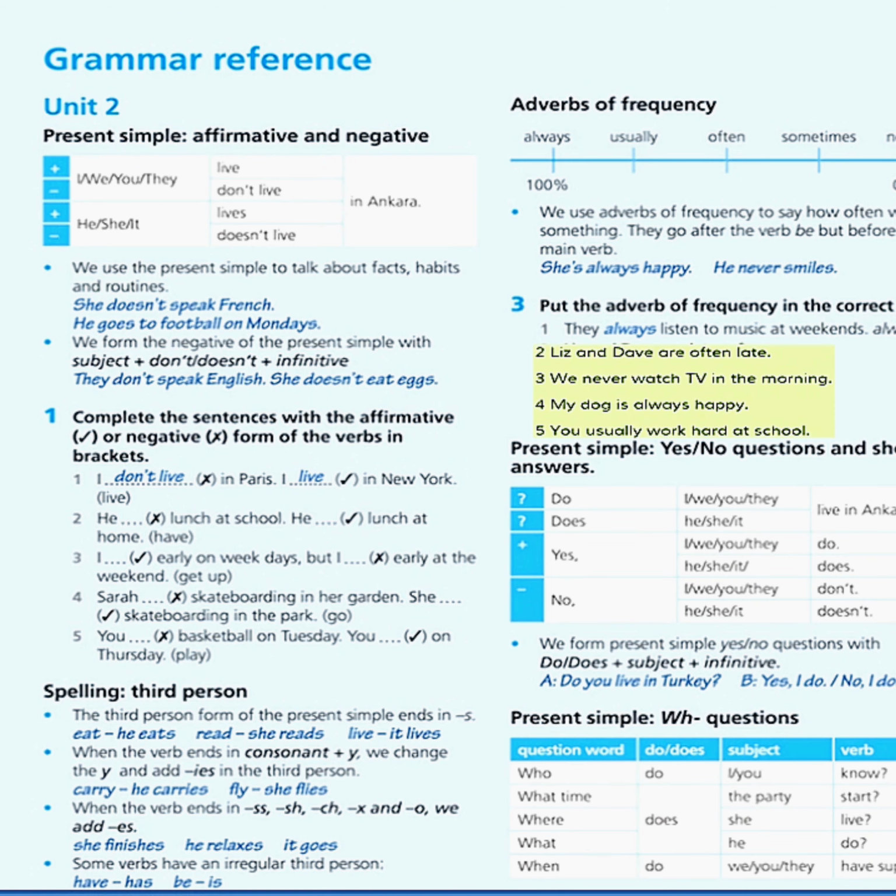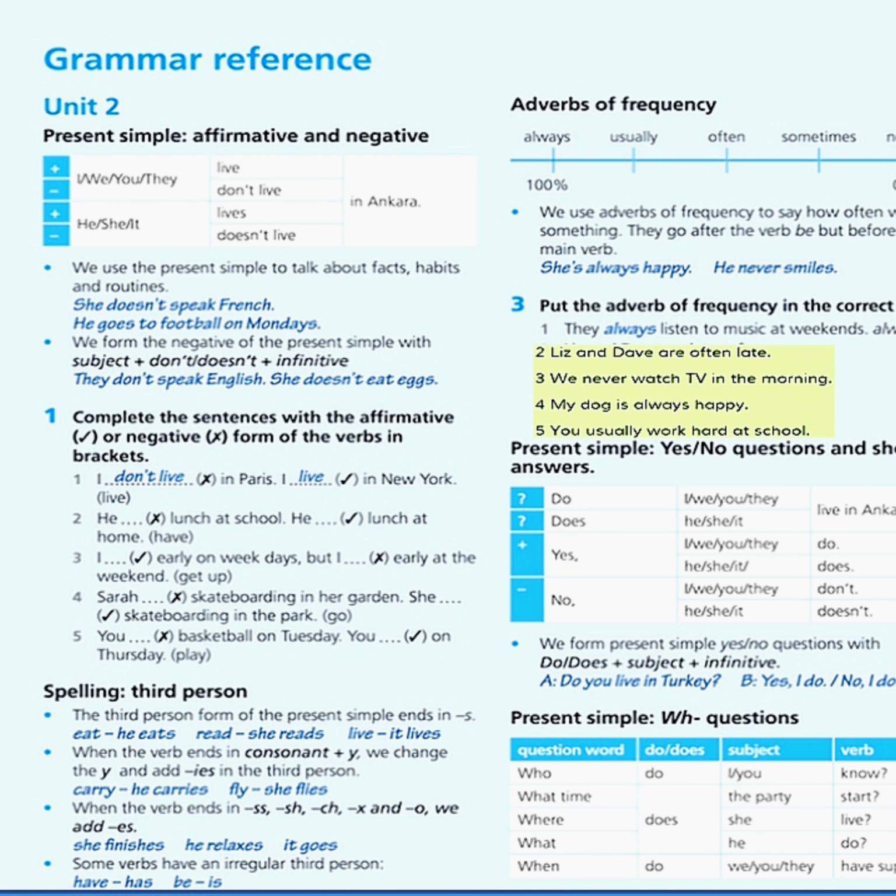Now, present simple. Yes, no questions and short answers. To form a question for I, we, you, and they use the word do. So you ask, do I live in Ankara? Do we, do they, do you? Or does he, does she, does it?